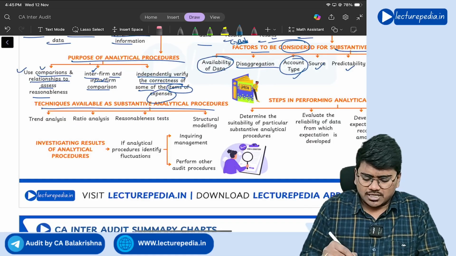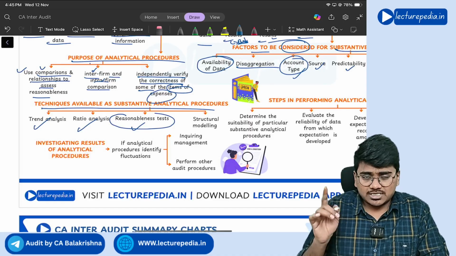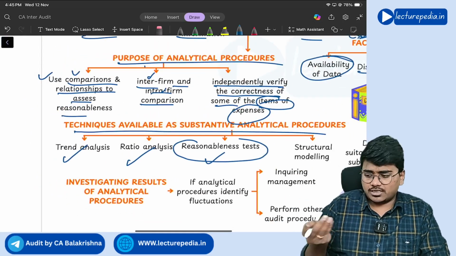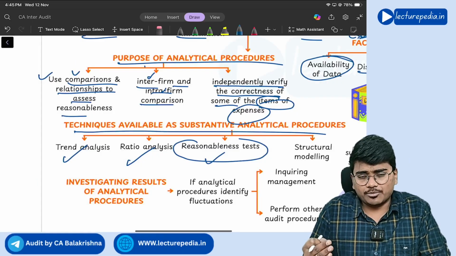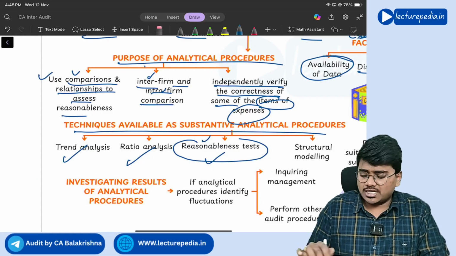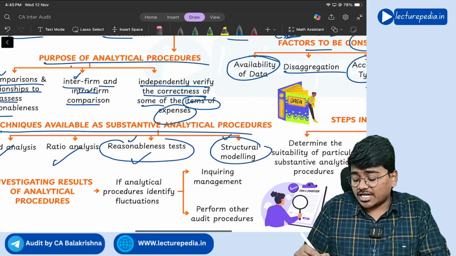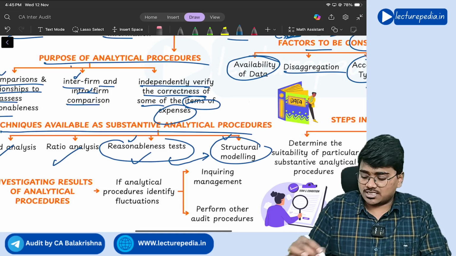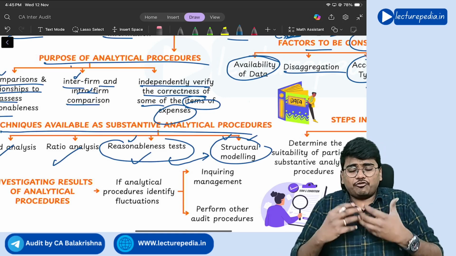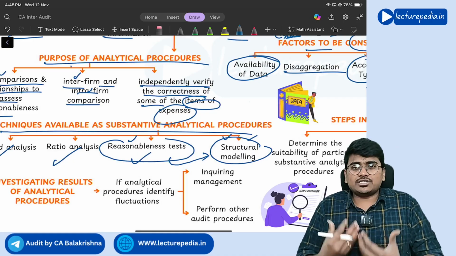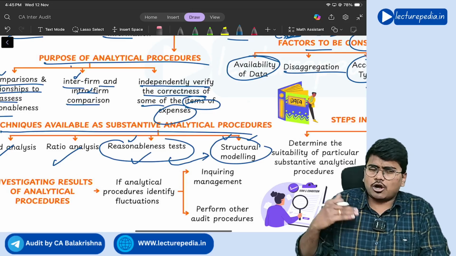Next, techniques available for analytical procedure. This is simple: trend analysis, ratio analysis, reasonableness test. Reasonableness test means, you can take the salaries example. The test we have performed, average salary multiplied by number of employees, is nothing but a reasonableness test. Next is structural modeling. Structural modeling is an advanced version of the reasonableness test. Here you will develop a custom formula for establishing the relationship between the items. That is structural modeling, which is quite complex.